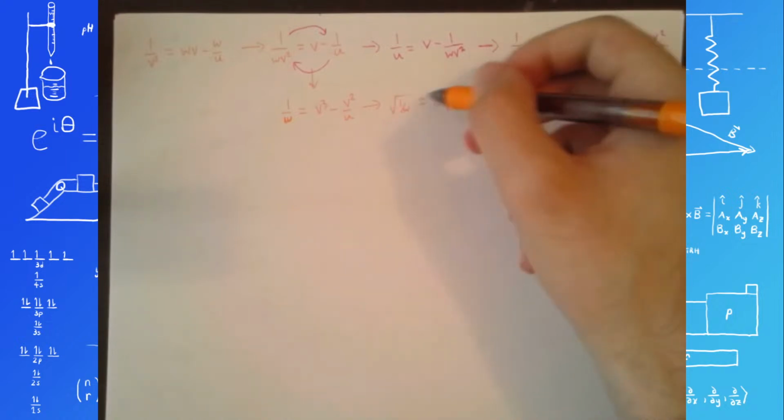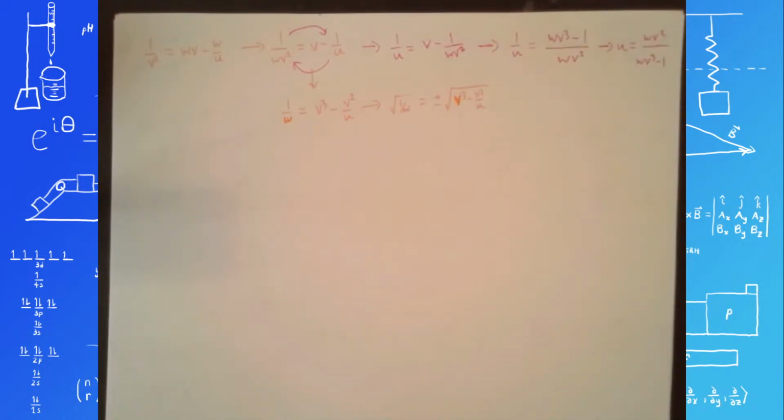We don't need the plus or minus on both sides because that would just be redundant. We don't need the plus or minus on both sides.